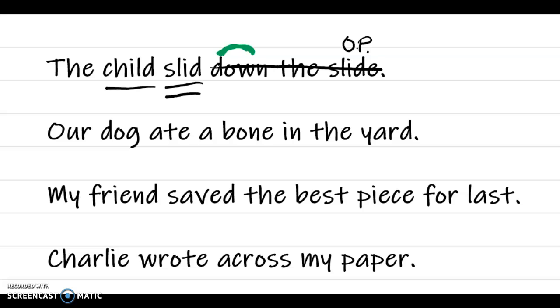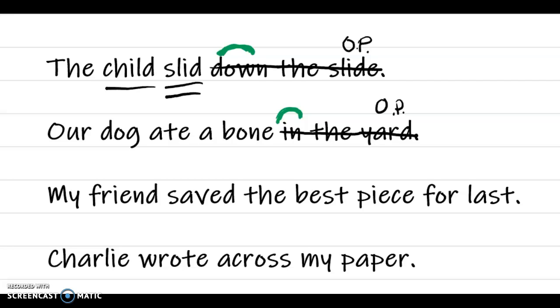On to sentence number 2. Our dog ate a bone in the yard. Do you see any prepositions? If you said in, you were correct. I'm going to go ahead and mark that with my pencil. What do you do after that? You just mark out until you find another noun or pronoun. Yard is a noun. So we know that yard is our object of the preposition and we mark it OP. So our prepositional phrase in this sentence is in the yard.